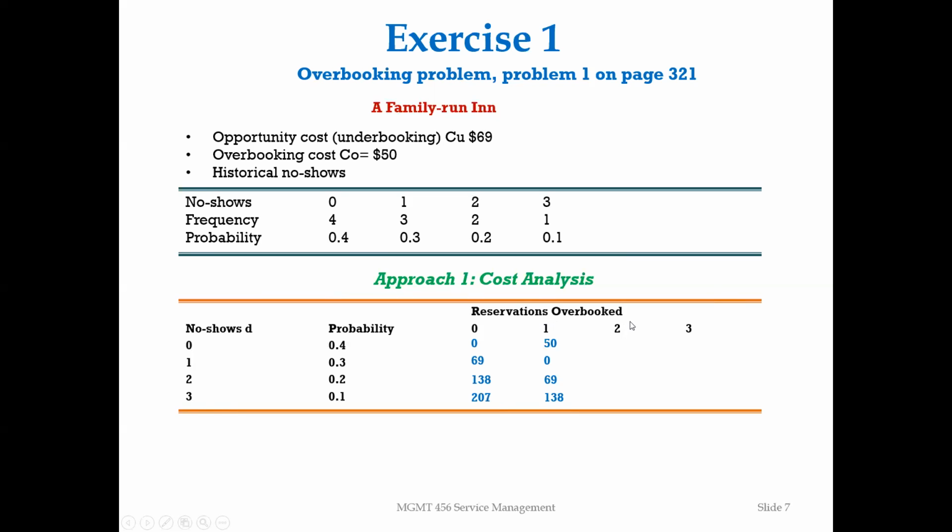Next, what if we overbook by 2? If I overbook by 2, 0 no-show, that means I will have to walk 2 customers to a nearby hotel. This is an overbooking cost, for 2 people. So my cost is 2 times 50, which is $100. If I overbook by 2, only 1 person does not show up, and then I will have to walk 1 customer to a nearby hotel. So it's an overbooking cost. It costs me $50. If I overbook by 2, 2 people no show, it's a perfect situation. Cost is 0. If I overbook by 2, 3 people no show, I will end up having 1 empty room. So I'll have an opportunity cost, which is $69.